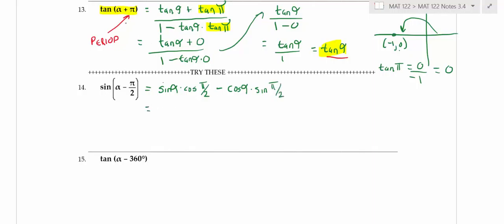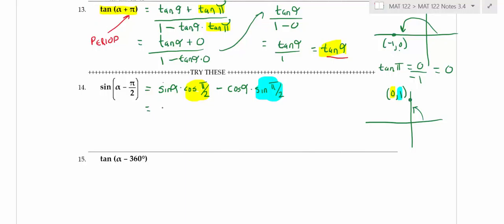Okay, so we need to work out two things. We need to work out the cosine of pi over 2, and we need to work out the sine of pi over 2, which is nothing more than unit circle stuff again. So pi over 2, you would be looking at the point 0, 1. So that's going to mean that the cosine of pi over 2 is 0. The sine of pi over 2 is the y value, so it's 1. Just plug in and see what you get.